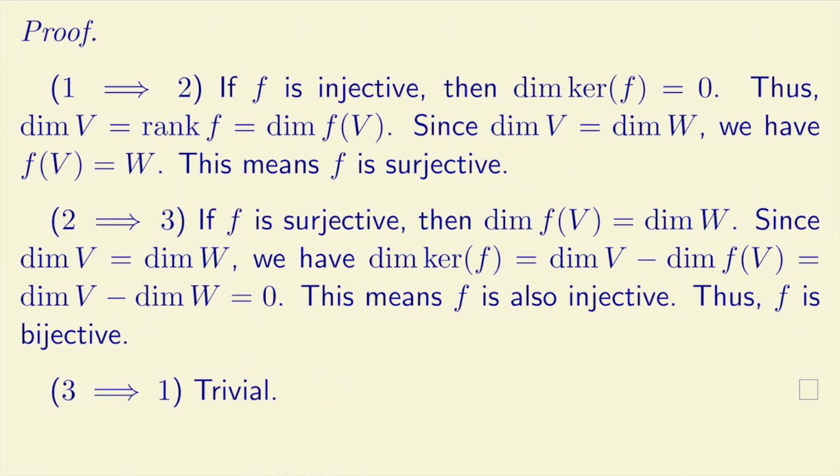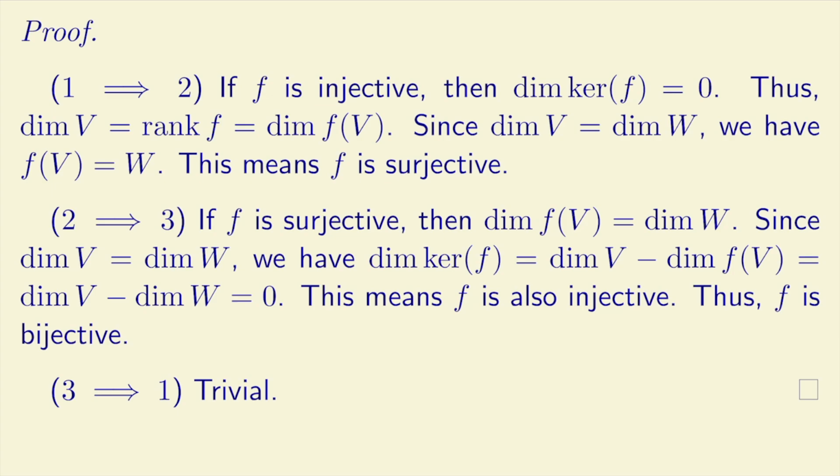To prove that injective implies surjective, we start with F being injective, which means the dimension of the kernel is 0. By Theorem 4, dimension V equals rank of F. Since the dimensions of V and W are the same, the dimension of the image, F of V, must also be the same as the dimension of W. The only subspace of W that has the same dimension as W is W itself, so F of V equals W. This means F is surjective. That's pretty neat. What about the other way?